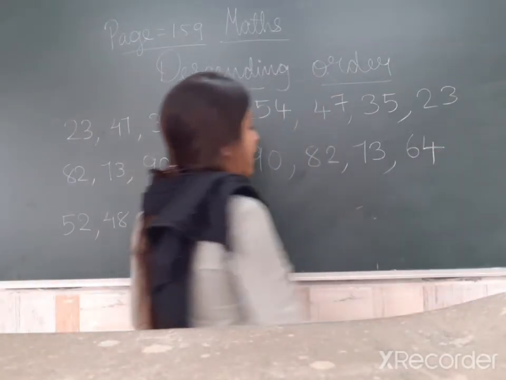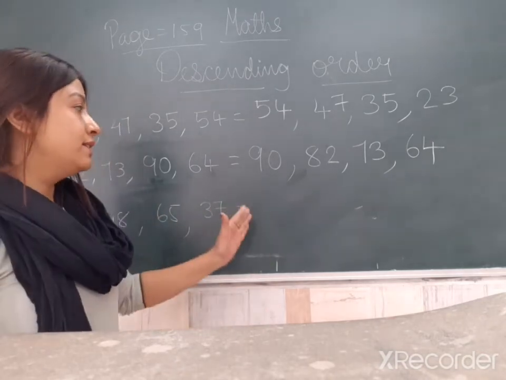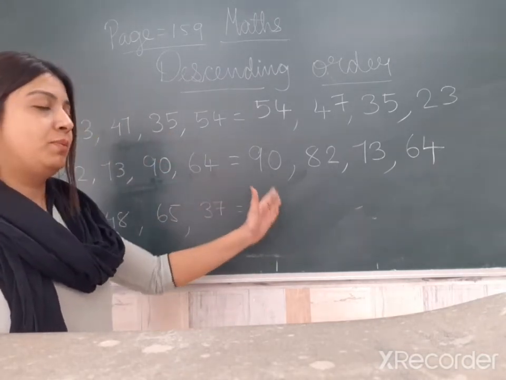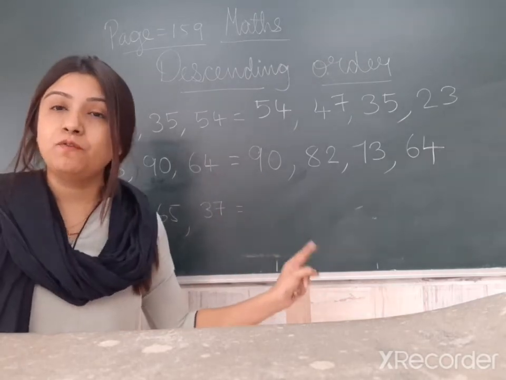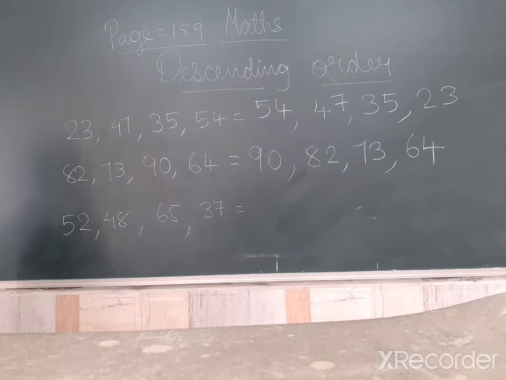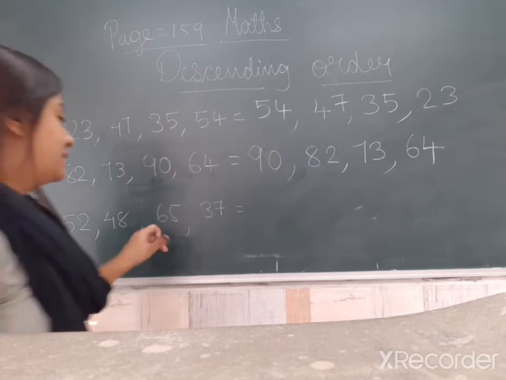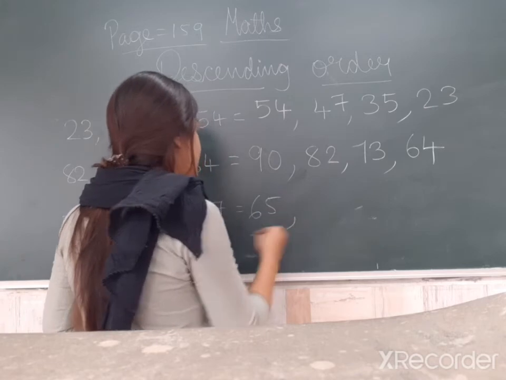Students, it will get the biggest to smallest number, means we have to see the biggest number first, then smaller, then smaller. Okay. Next question is, students, which is the biggest number? Can you see, students, which is the biggest number? 65 is the biggest number.